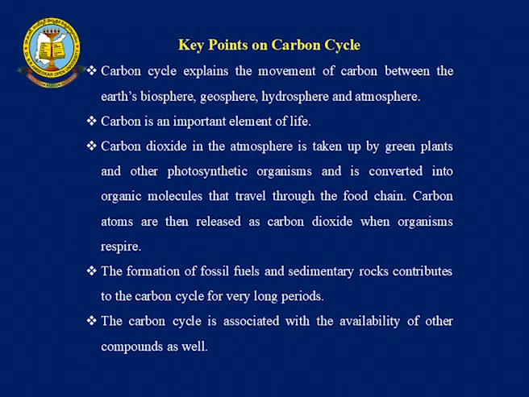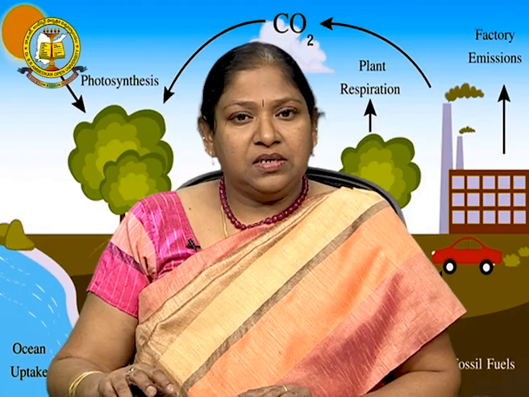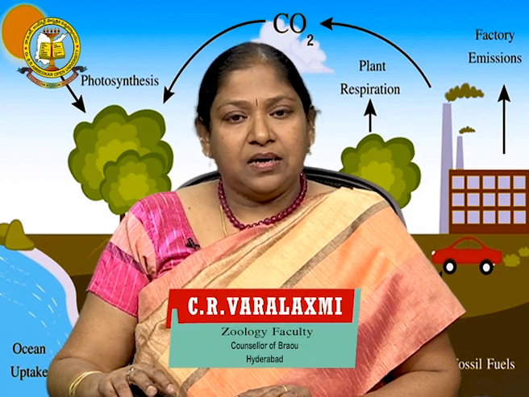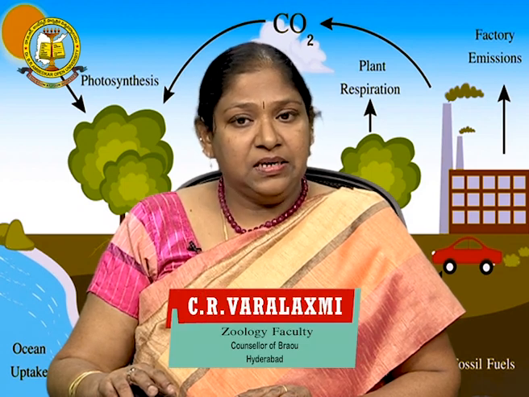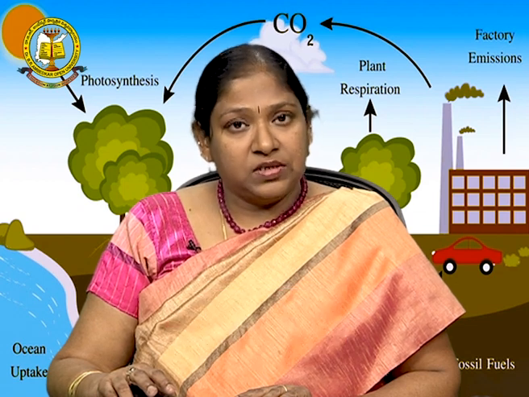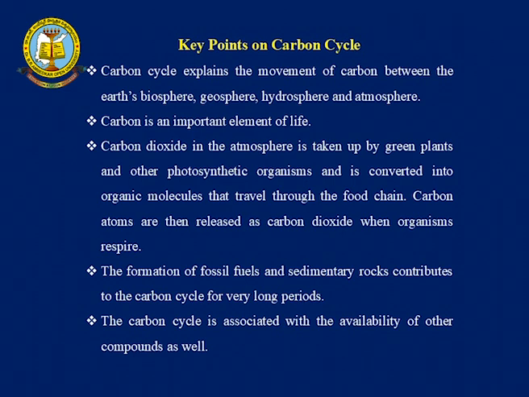Carbon cycle explains the movement of carbon between the Earth's biosphere, geosphere, hydrosphere and atmosphere. Carbon is an important element of life. Carbon dioxide in the atmosphere is taken up by green plants and other photosynthetic organisms and is converted into organic molecules that travel through the food chain. Carbon atoms are then released as carbon dioxide when organisms respire. The formation of fossil fuels and sedimentary rocks contribute to the carbon cycle for very long periods.